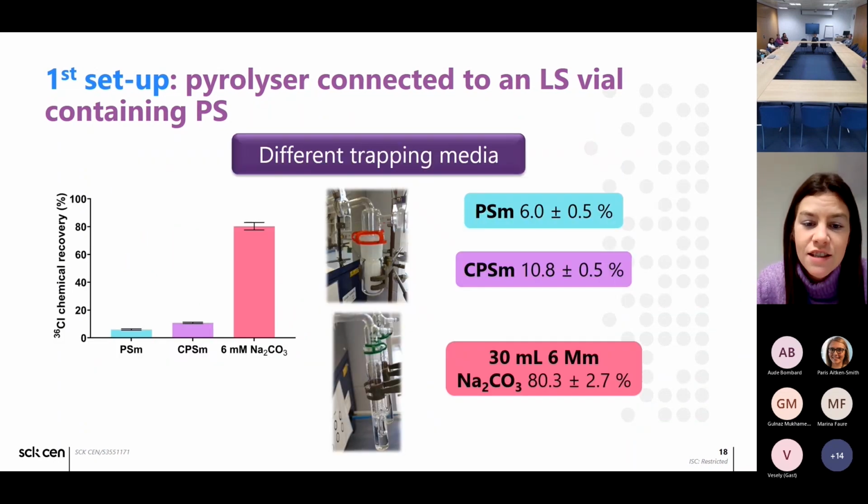The first test was trying to collect the chlorine released from the pyrolyzer with the microspheres. As you can see, the green and the purple results are the ones that we obtained after collecting the chlorine with PSMs and CPSMs, and the recoveries were 6 and 11%. We then compared this result with the one we would get while collecting the chlorine with a trapping solution, and as you see, we got 80%.